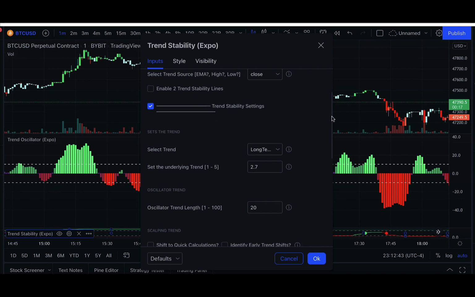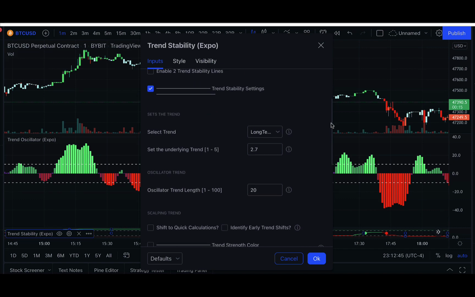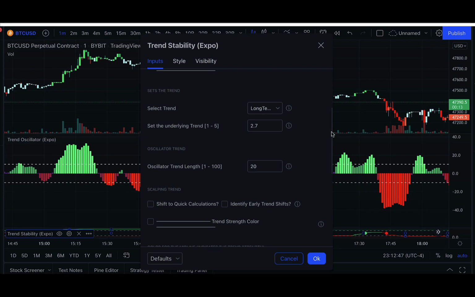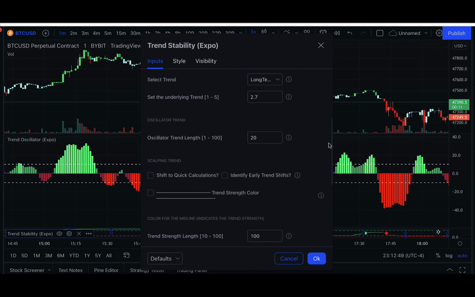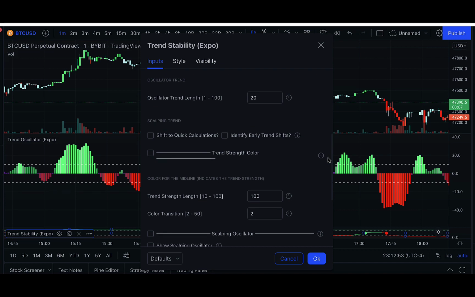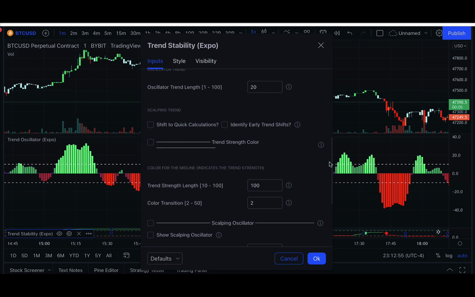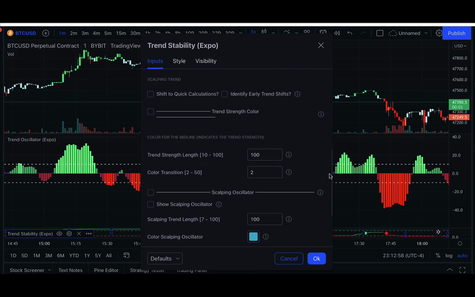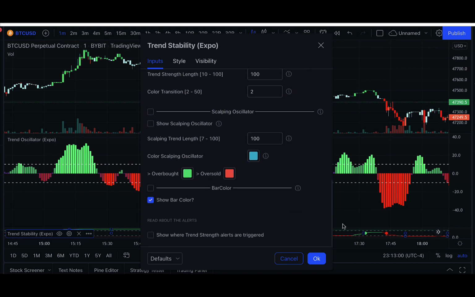Long term 2.7. Oscillator trend length 20. Trend strength line 100. Color transition 2. Scalping trend length 100, and show bar color. We're not using the scalping oscillators, so even though you change it to 100, it's not going to do anything, but play around with it if you want to play around with the scalping oscillator. But these are the settings again.